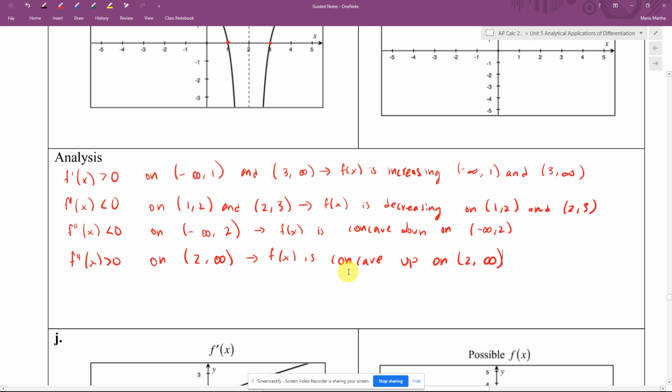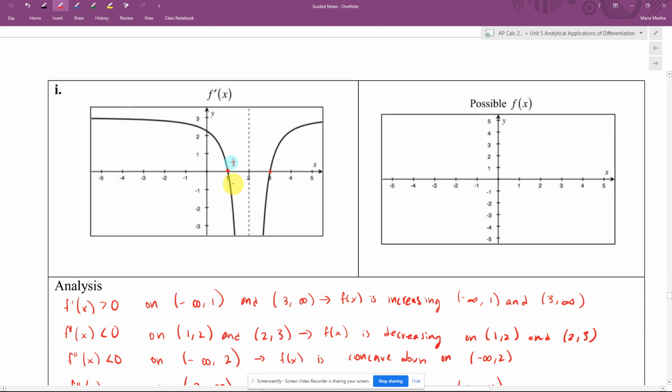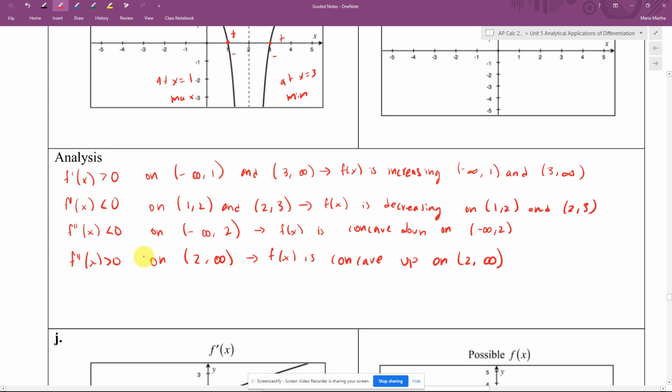And then from there, we can say that f of x, by looking at the graph, is changing from positive to negative and then from negative to positive. So we know that at x equals 1, we're going to have a max. So there should be a max here. And then at x equals 3, since we're changing from negative to positive, we're going to have a minimum there. So let's write those down in our analysis.